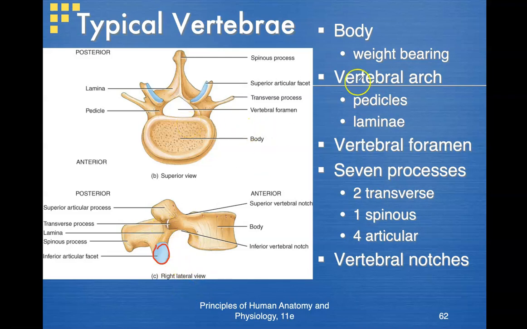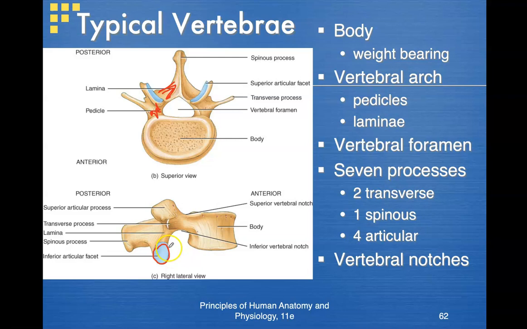So again, just a couple of the same features that we talked about, the body, again, being that weight-bearing portion of it. The vertebral arch, again, consists of the pedicles and the lamina. So here's the lamina here. Here's the pedicles here. And then, again, the vertebral foramen. And then those processes, transverse processes, spinous process towards the back, and then those articular processes. So again, the superior articular processes and then the inferior articular processes.